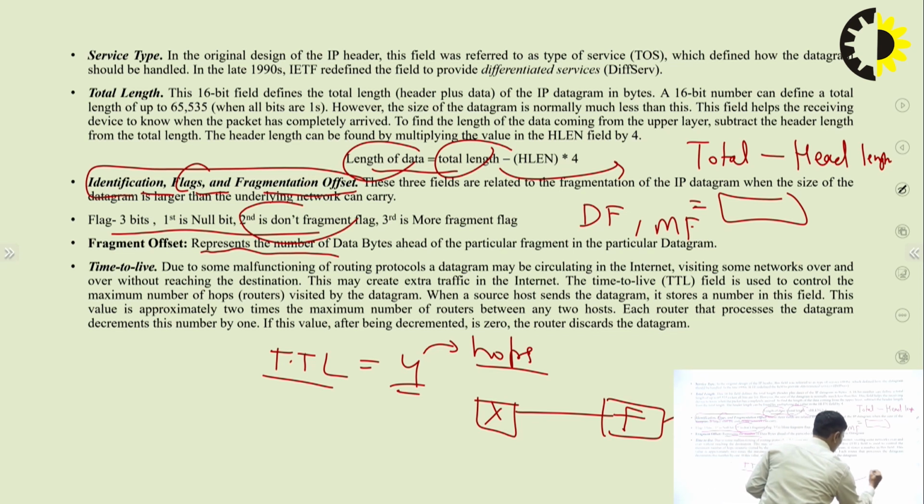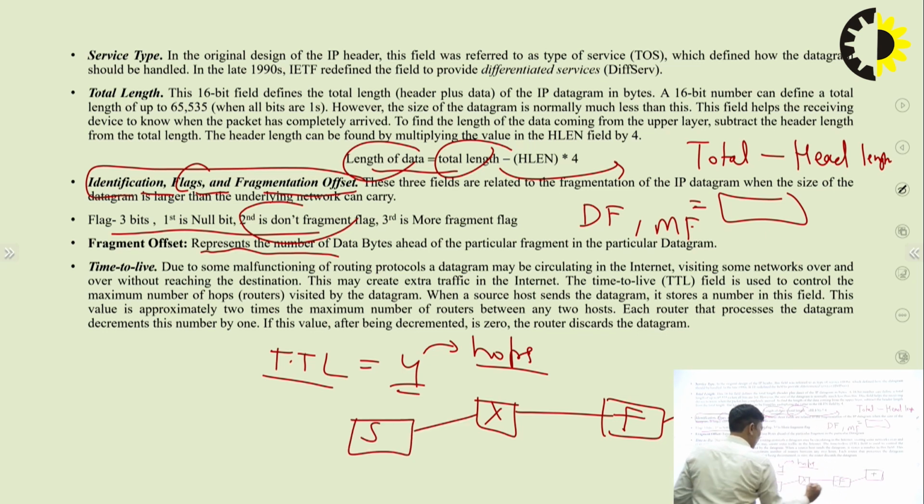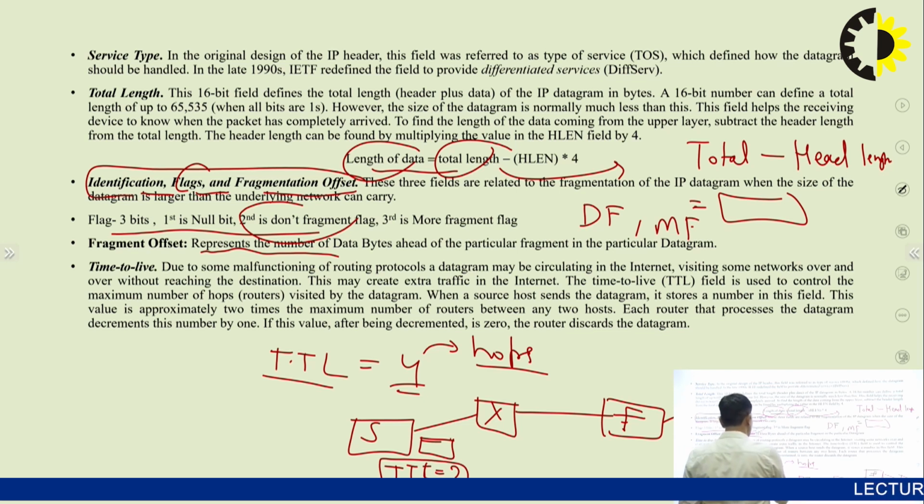And this is the other router. Okay. And here, this is the source. Here, there is a destination. Okay, these are the routers. And suppose a packet, this is the packet with TTL value as 2, suppose 2. This is transmitted from source to destination.